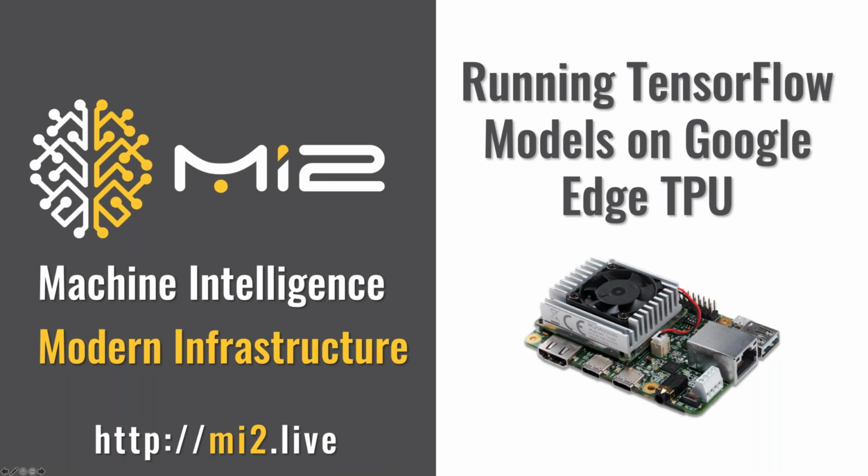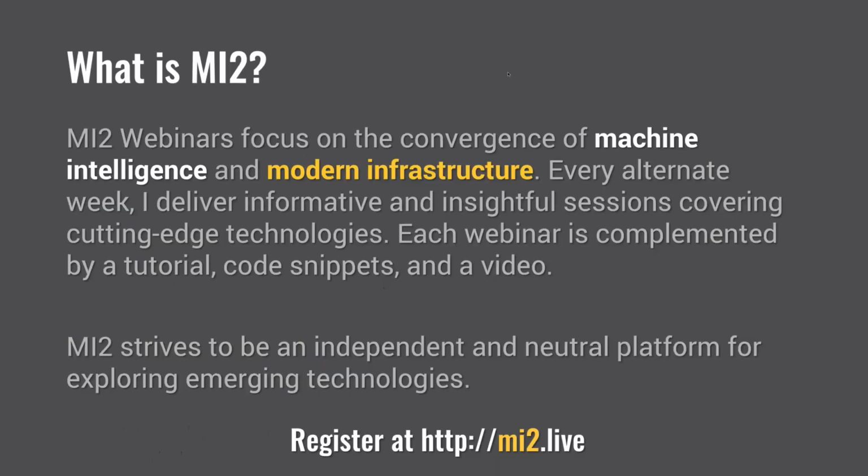So if you're attending this series for the first time, let me set the context. So what exactly is MI2? MI2 is an emerging technology concept where we have the convergence of machine intelligence on modern infrastructure. As we know, infrastructure is primarily shifting from virtual machines and physical hosts to more of containers and cloud native. So modern infrastructure is predominantly driven by Kubernetes and related technologies. That is the foundational element of the new stack.